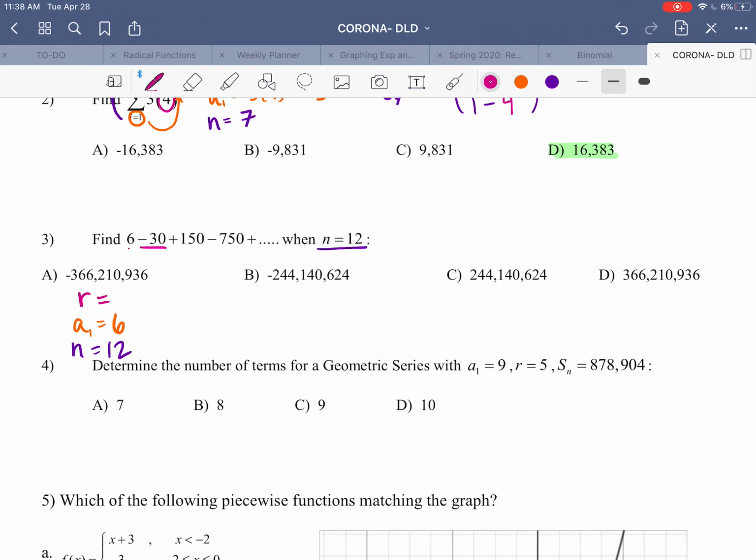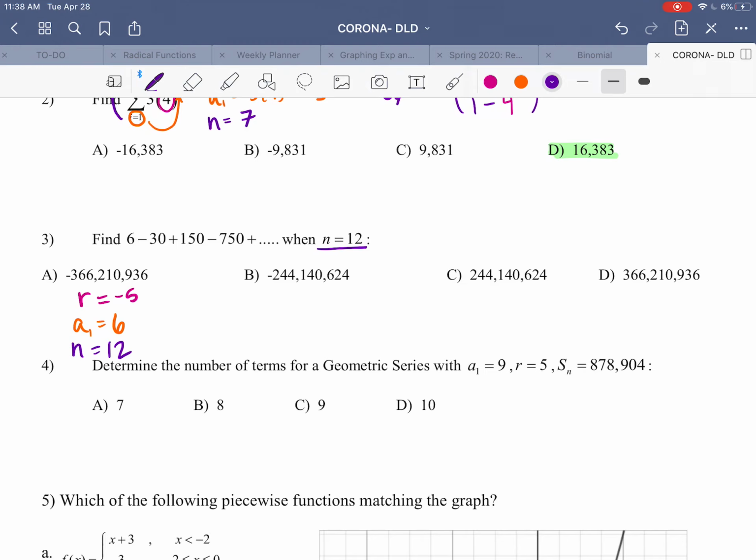You can divide negative 30 by 6 and you're going to get negative 5. Just to double check, make sure that r is correct, take 150 and divide it by negative 30 and you should get the same number. In this case we get negative 5.